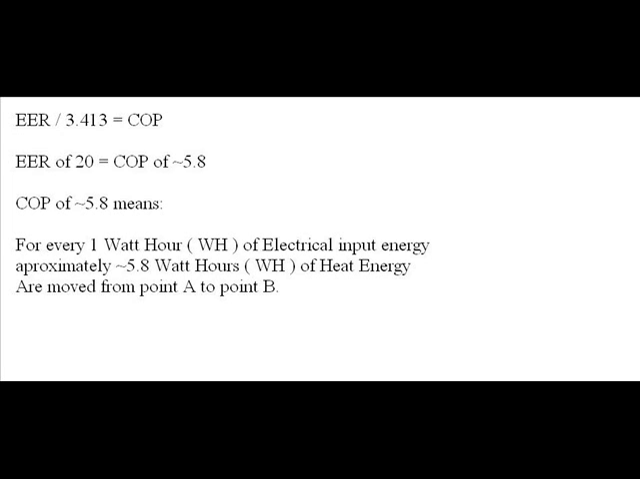For example, a high-efficiency rated air conditioning heat pump with an EER of 20 would have a COP of approximately 5.8. This would mean that for every 1 watt-hour of electrical input energy, such a heat pump would move approximately 5.8 watt-hours of heat energy between points A and B. Thus, point A becomes cooler and point B becomes slightly warmer as it moves the heat energy between those 2 points at that expenditure of 1 watt-hour worth of electrical input.